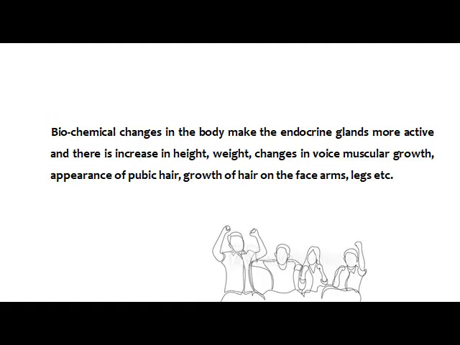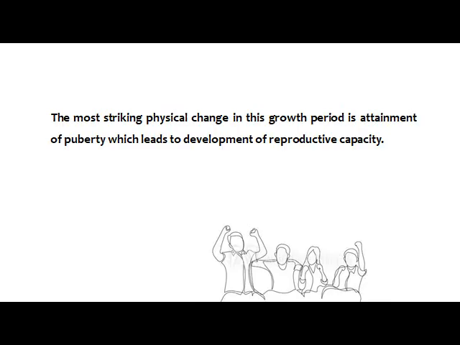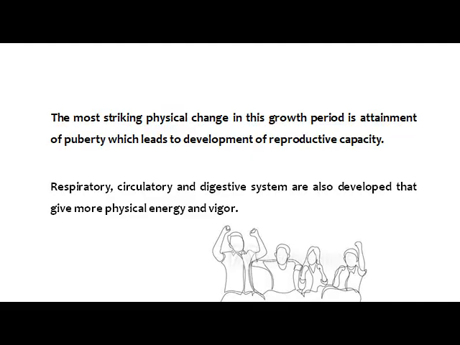Biochemical changes in the body make the endocrine glands more active, and there is increase in height, weight, changes in voice, muscular growth, appearance of pubic hair, growth of hair on the face, arms, legs, etc. The most striking physical change in this growth period is attainment of puberty, which leads to development of reproductive capacity. Respiratory, circulatory and digestive systems are also developed that give more physical energy and vigor.